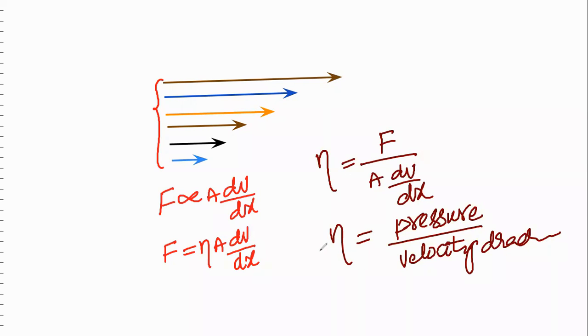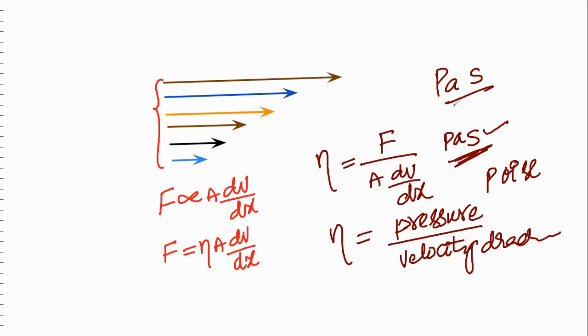The unit of the coefficient of viscosity is poise. Poise is the unit of the coefficient of viscosity. Otherwise, we write it as Pascal second. Pascal meter per second. We may write Pascal second or poise. The CGS unit is poise. The SI unit is Pascal second. Pa for Pascal, s for second. Pascal second.